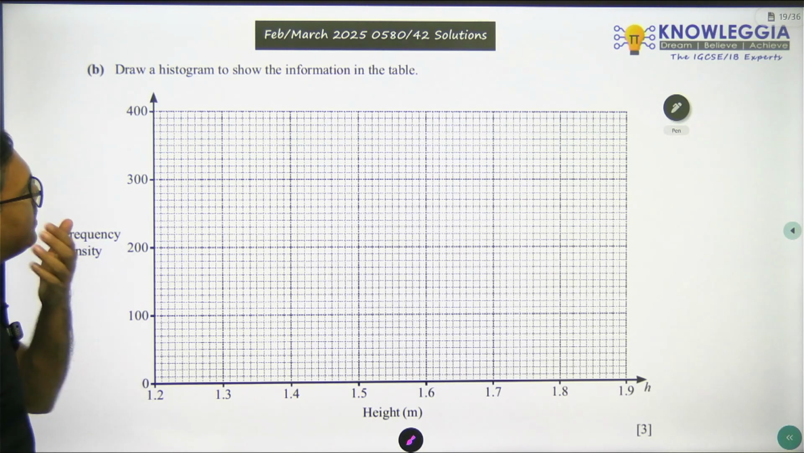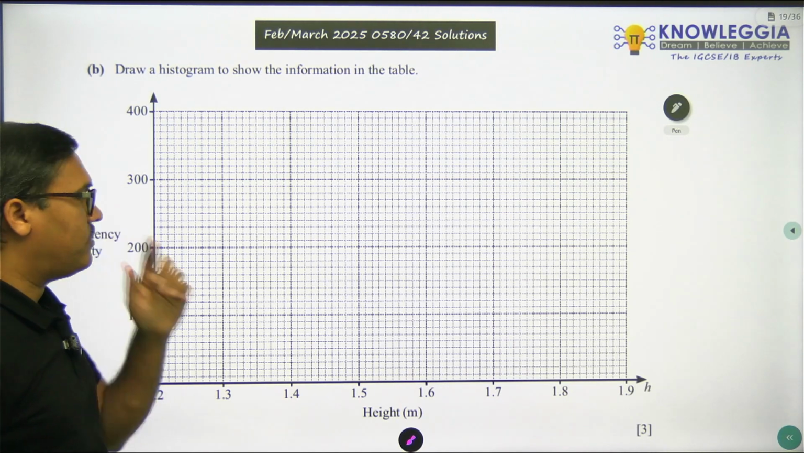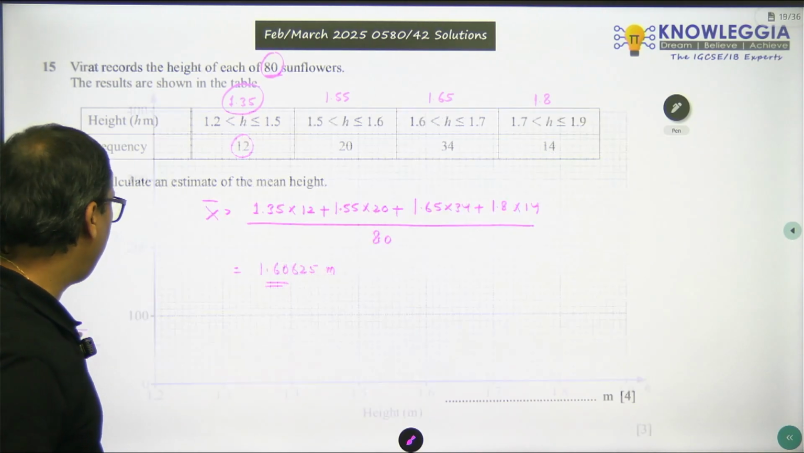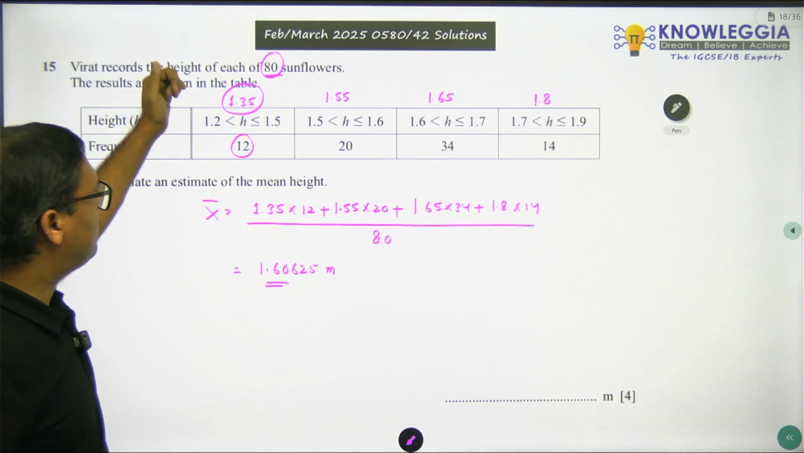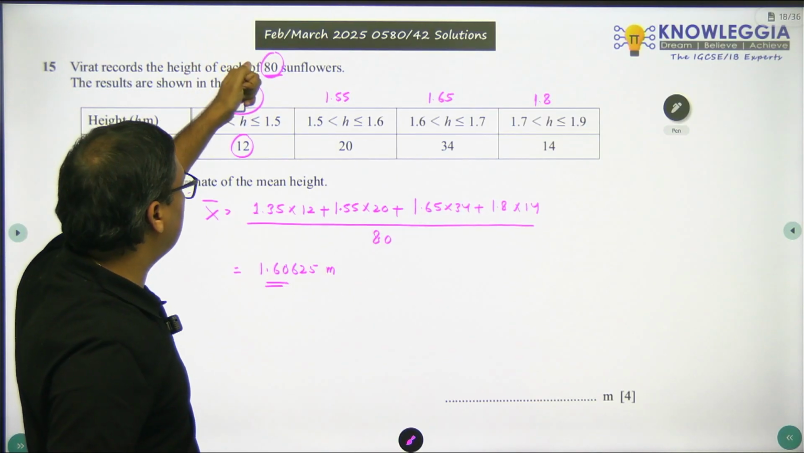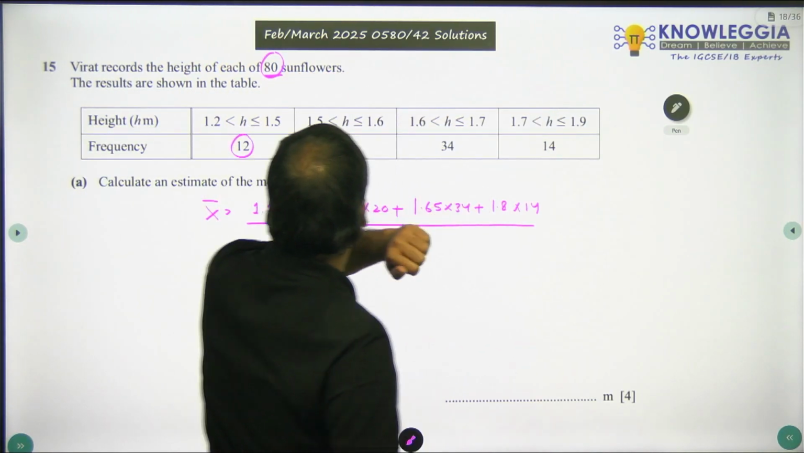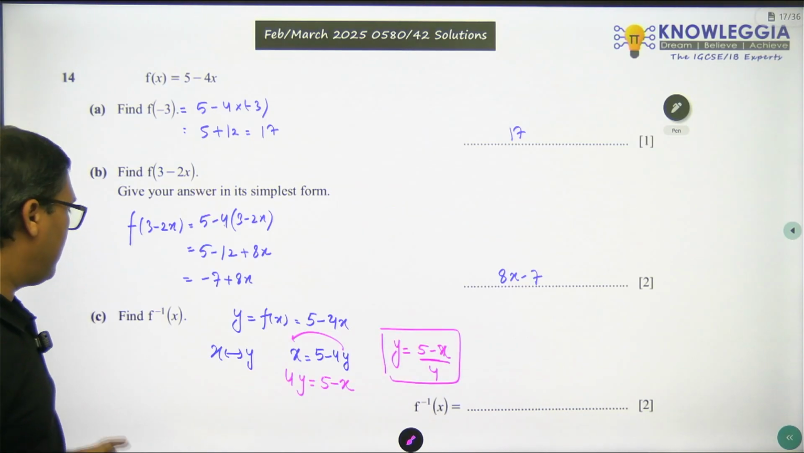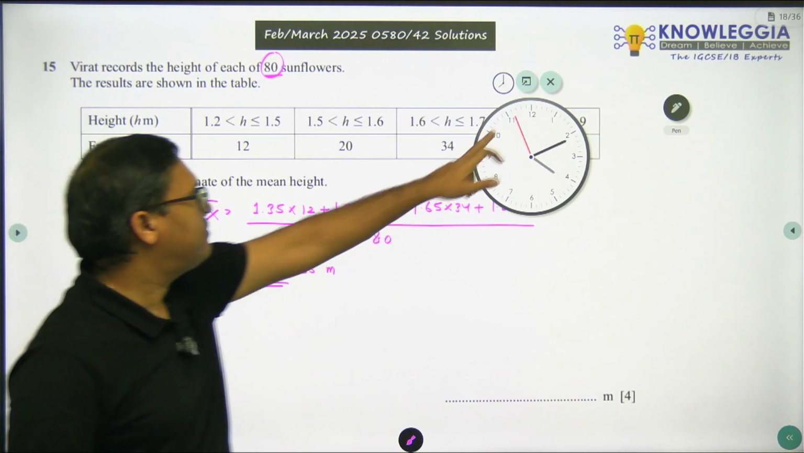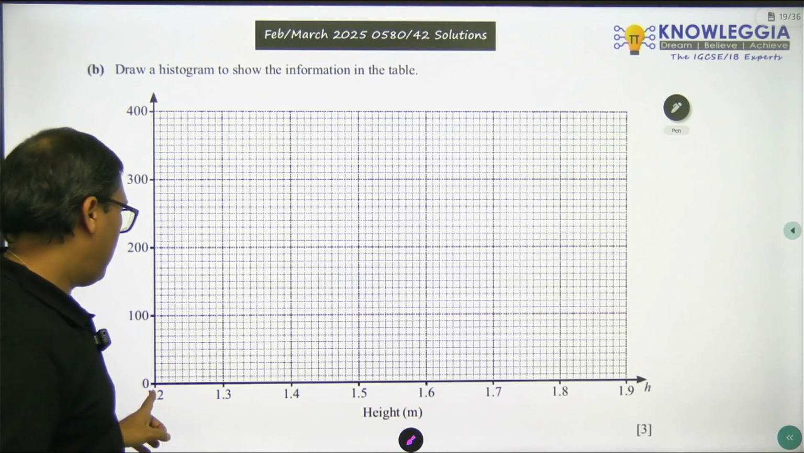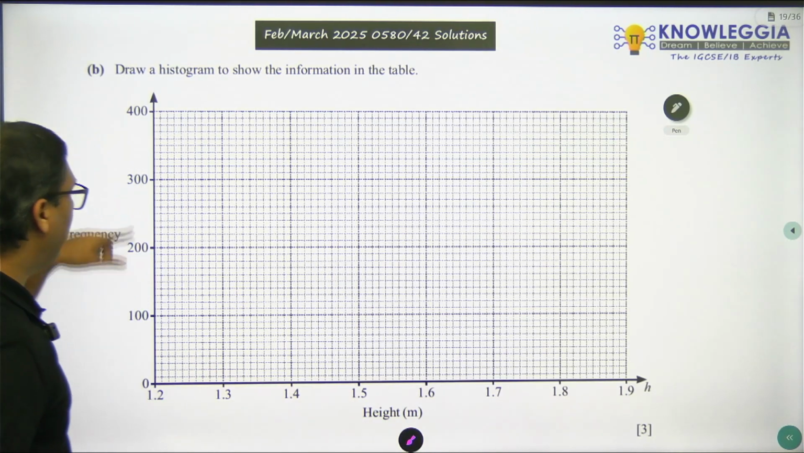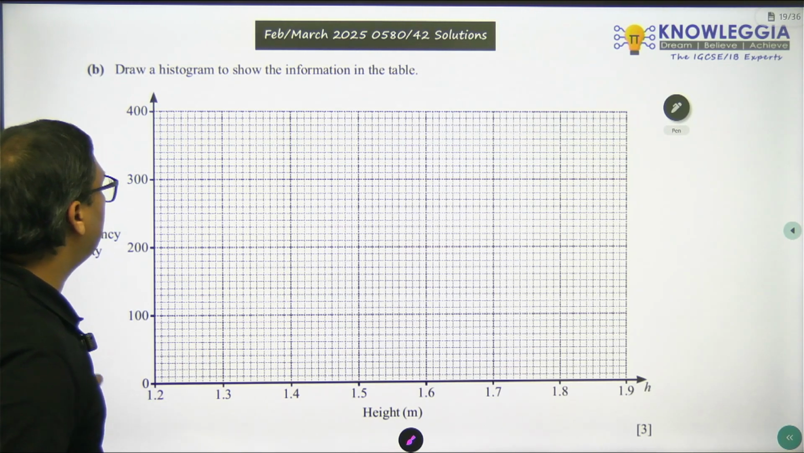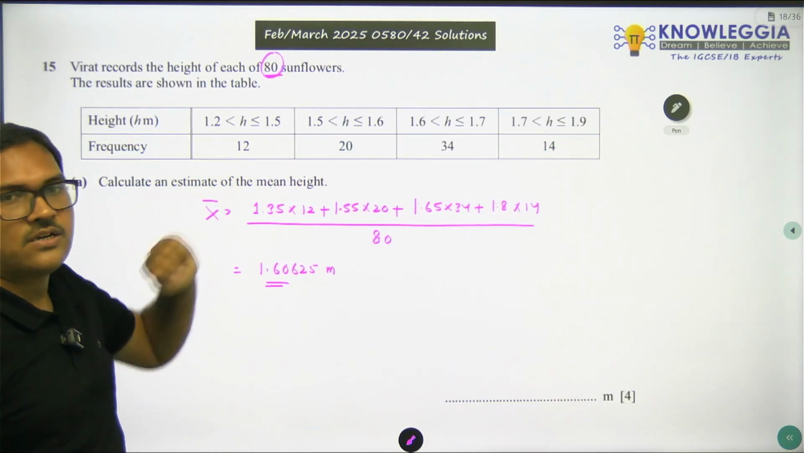Okay. Draw the histogram to show the information in the table. So you have to just draw the histogram here. I'll just remove this part now. The midpoint part is done. So now if you have to draw the histogram, you can see they have given the data here, 1.2 and so on, correct? On the y-axis, you have to plot the frequency density. Now, why do we have to plot the frequency density here? You can see here the class intervals are not the same.